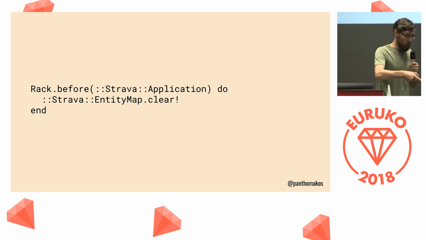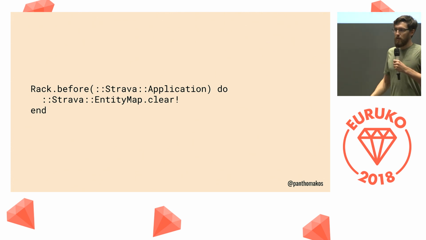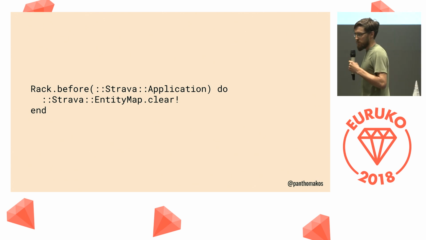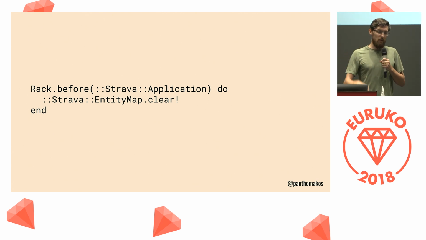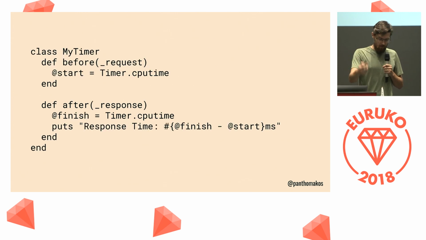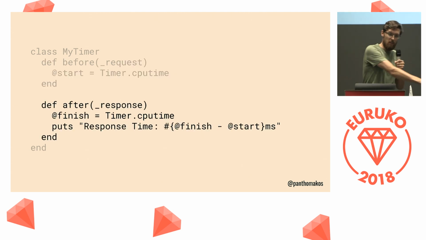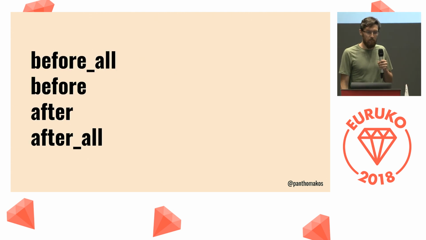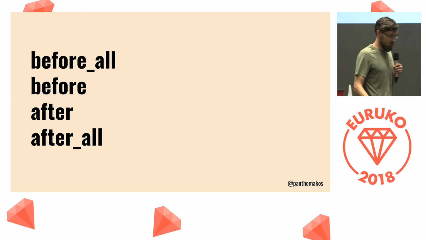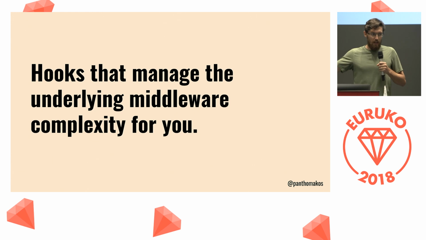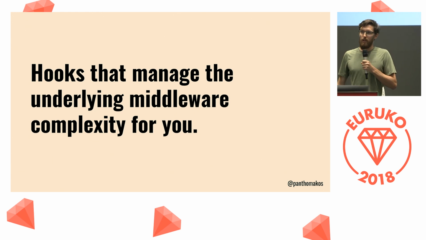So here's another idea. Let's add order dependency to the Rack API itself. Maybe I could say I want my entity map to clear before my application runs, right? Maybe we don't like this anonymous block syntax. You could think of another approach. Maybe we have methods on our middleware that can be called that I can run something before a request and I can run something after a request. I kind of like this idea. This is sort of where I ended up. I like this idea of hooks that kind of manage that underlying middleware complexity for you.